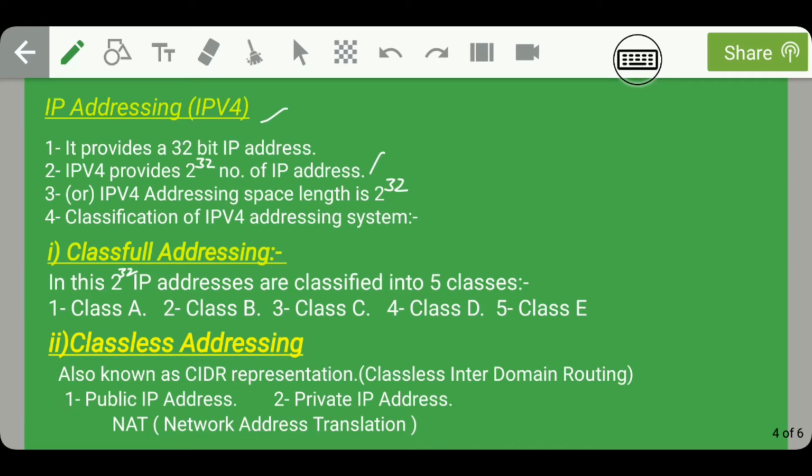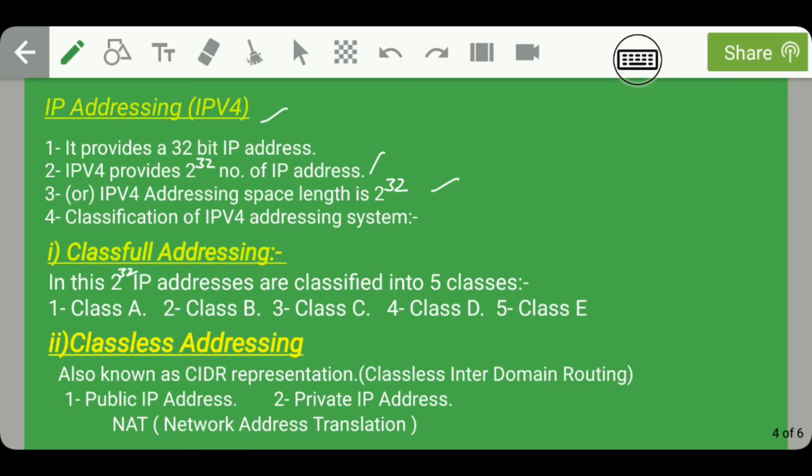Guys, I will not go into much detail about why and how IPv4 is of 32-bit size, and that is totally irrelevant for cracking the IAS exam, because the deeper concepts of ICT are meant for computer science engineering students, and for cracking IAS you only need to know the basics about ICT. So guys, moving on, let's talk about the classification of the IPv4 addressing system.